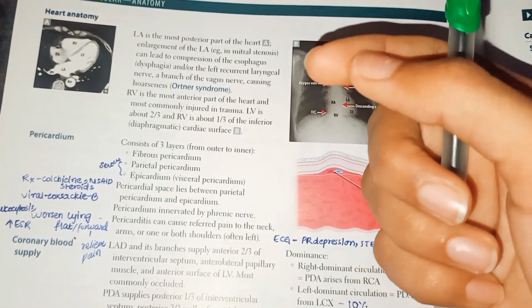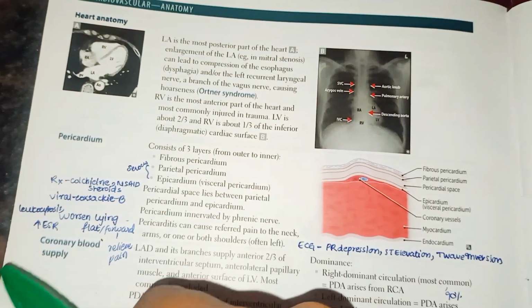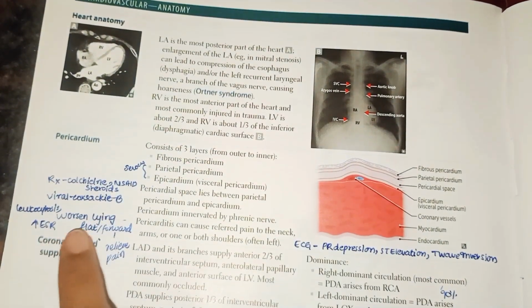Actually, in the name you can understand pericarditis means inflammation. So as there is inflammation, there will be leukocytosis, that is, white blood cells will be increased.